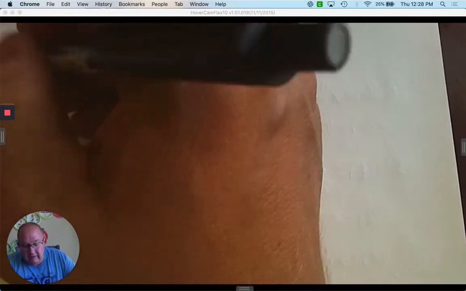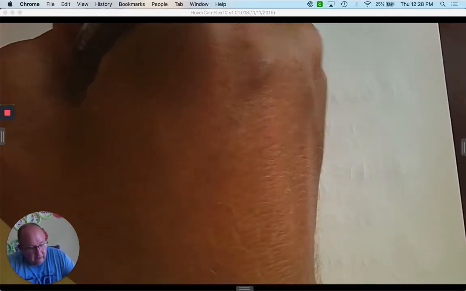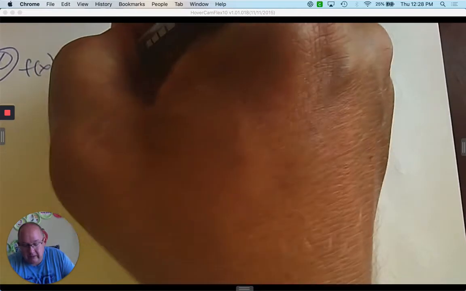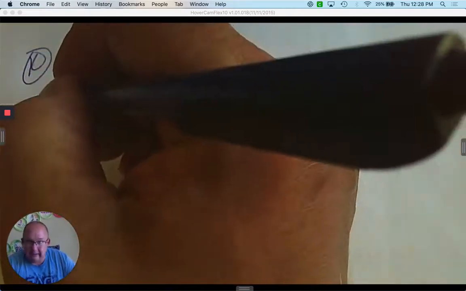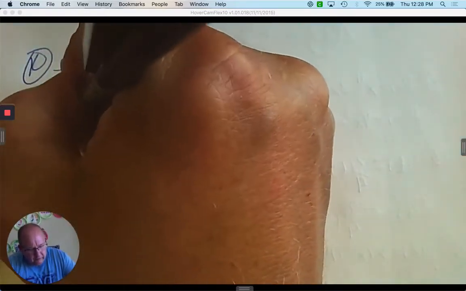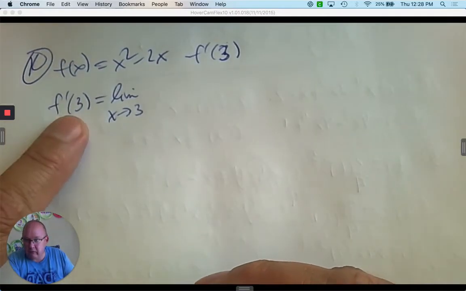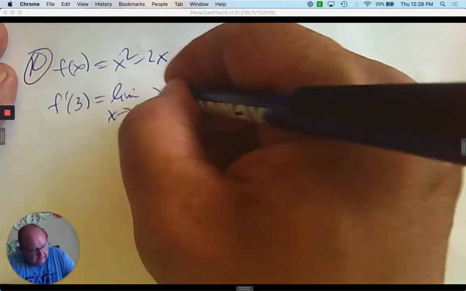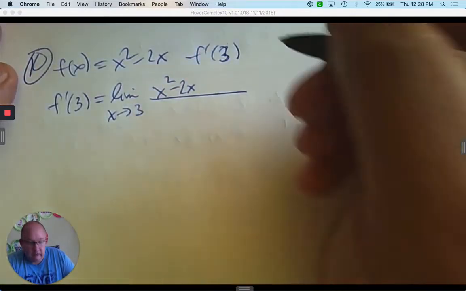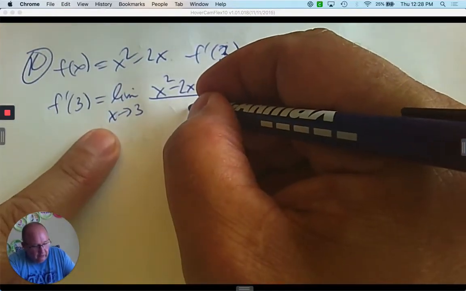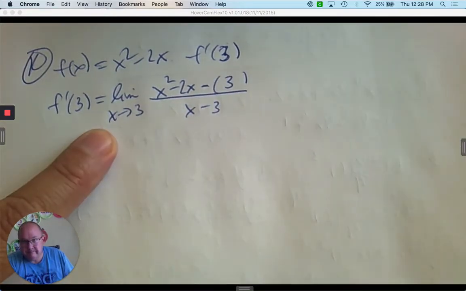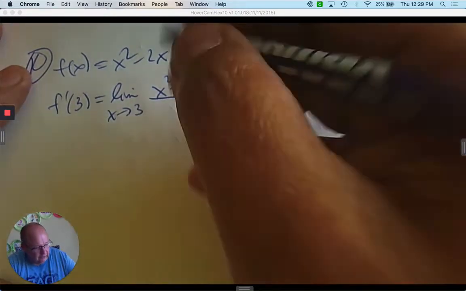In number 10, you're given a function, f at x equals x squared subtract 2x. And you're supposed to find the derivative at 3, there it is, using the alternate limit definition. So what's the alternate one? This is the one where you say when x is approaching whatever that x coordinate is, so at 3 in this case. Then you write down the function, x squared minus 2x, subtract, and then you're going to plug 3 in. That's 9, take away 6, and that's all over x minus 3. So that's the alternate definition.